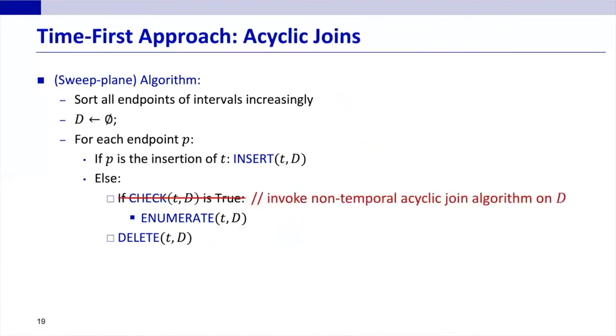We can also apply this approach to arbitrary acyclic joins, but here we don't enjoy such a nice data structure. Instead, we can invoke the non-temporal join algorithm on the active tuples from scratch when enumeration is required. But this step will incur a cost of n plus k_t. Over all iterations, the total complexity would be n squared plus k.